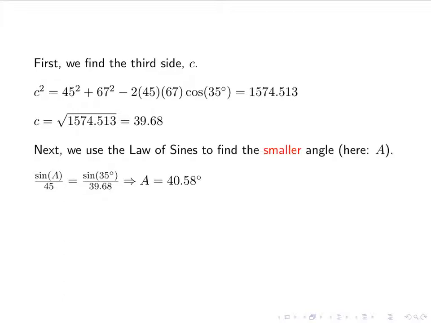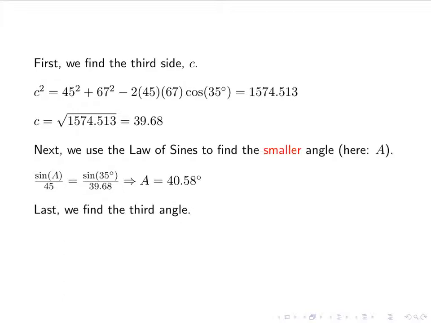Now the reason we want to use the smaller angle here is that, if we remember from Tech 1, sine inverse will only give us angles in quadrants 4 and 1, so from negative 90 degrees to 90 degrees. And if angle B were obtuse, if it were bigger than 90 degrees, then the law of sines wouldn't give us that. It would give us the equivalent angle in quadrant 1. So we really have to make sure that when we're using the law of sines here, we're using it on the smaller angle.